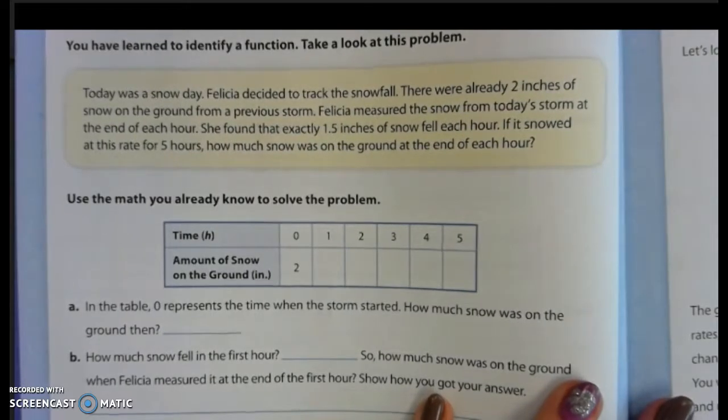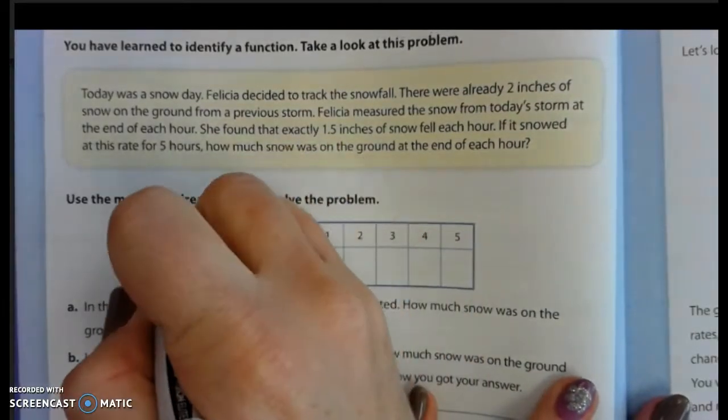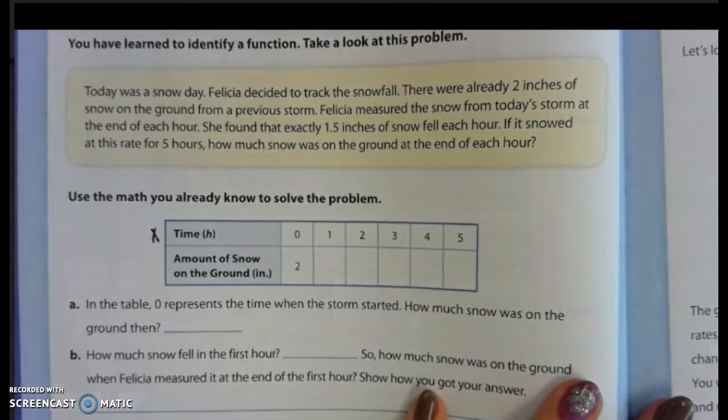Because they're making a table. This is just a simple XY table. Inputs and outputs. The inputs are going to be the amount of time because she is tracking an event as it happens over time. So our X, or our input, is time. Now, the amount of snow on the ground is what we are tracking. That's our output. That's what we hope to find out.